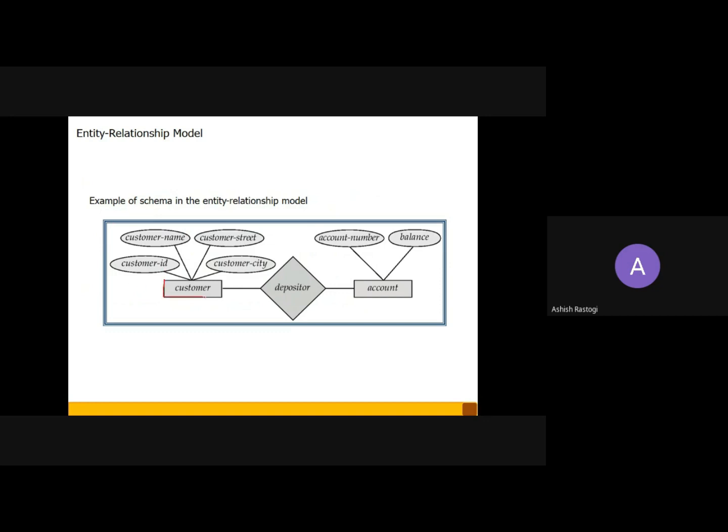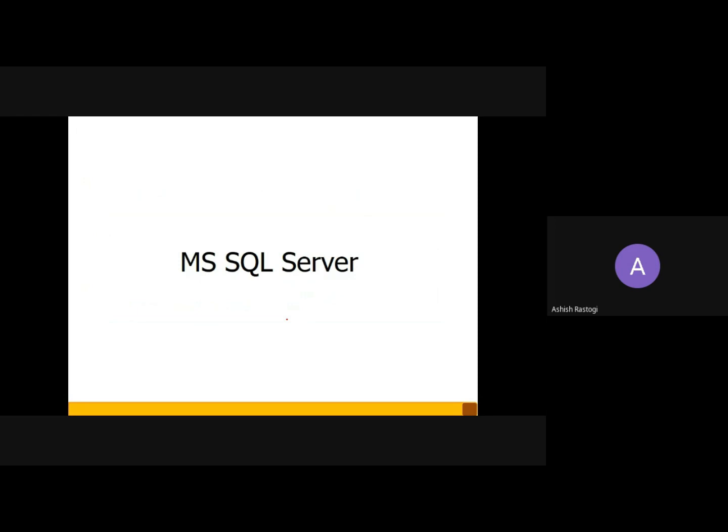You can say all entities are represented by the rectangular box, and the relationship is with the diamond box. And all attributes, meaning the columns of the table, are represented by the oval sign, right? So this is the ER diagram. These are two entities, but maybe your database has n number of entities. So multiple entities form an ER diagram with their relationships. Of course, we will discuss the SQL Server in that part.